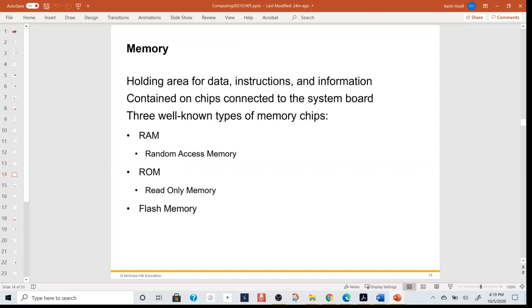Memory. Now, I don't want to confuse you too much with memory, but there are typically three types of memory for a computer. Three well-known types is the RAM. The RAM is the most popular. Like I said, the single biggest upgrade for speed that you can make for your computer is upgrading the RAM.